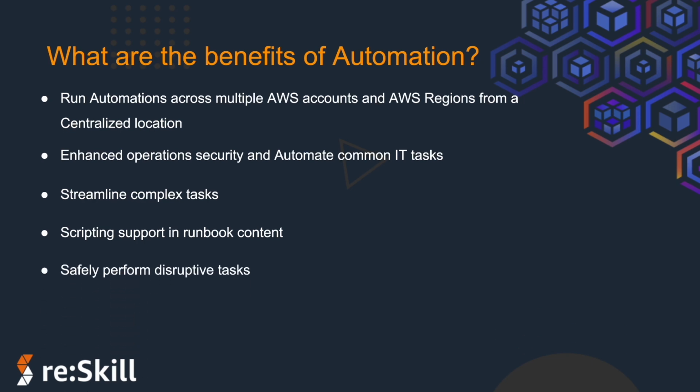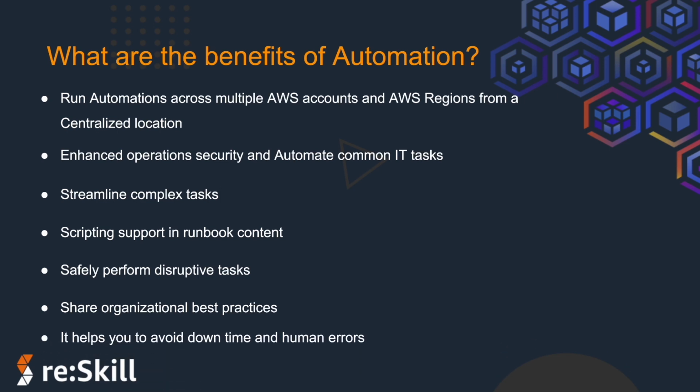Safely perform disruptive tasks. Automation includes features like rate controls that allow you to control the deployment of an automation across your fleet by specifying a concurrency value and an errors threshold. This helps in performing disruptive tasks with caution. You can define the best practices for resource management, operations tasks, and more in runbooks that you can share across regions and accounts. Automation helps you to avoid downtime and human errors.